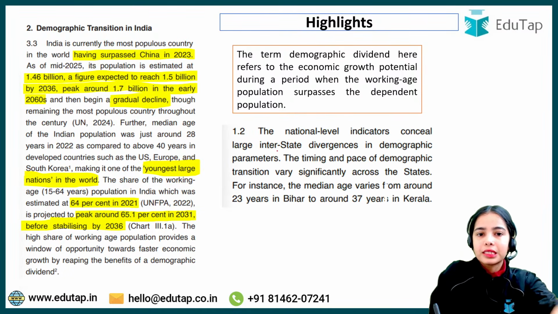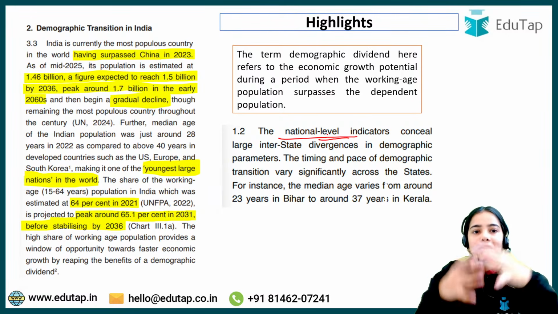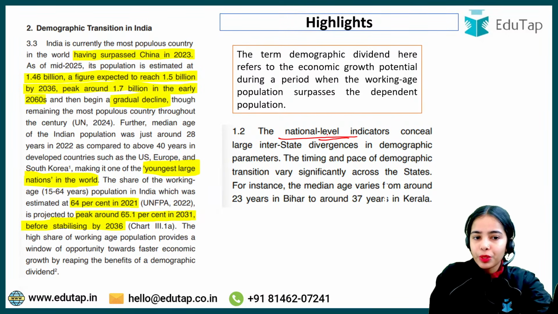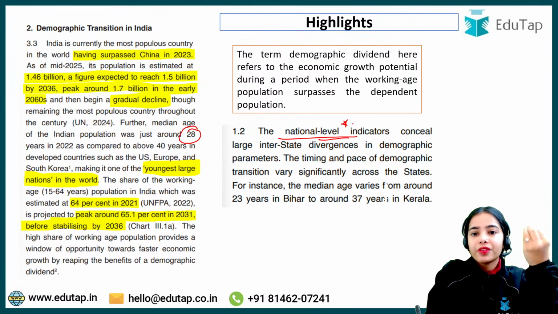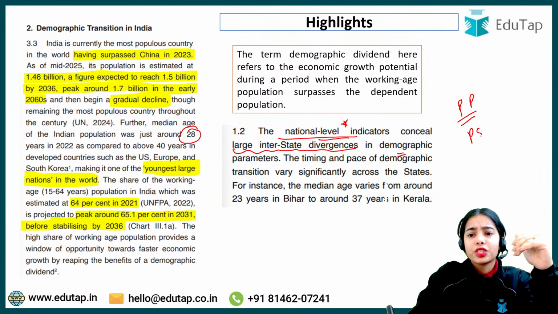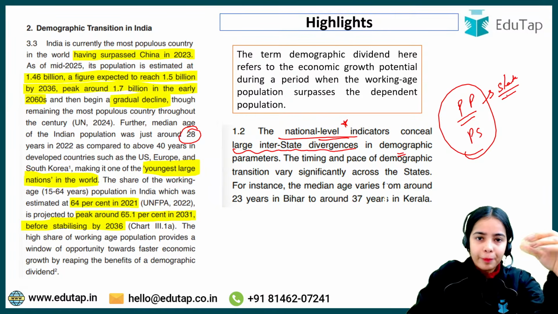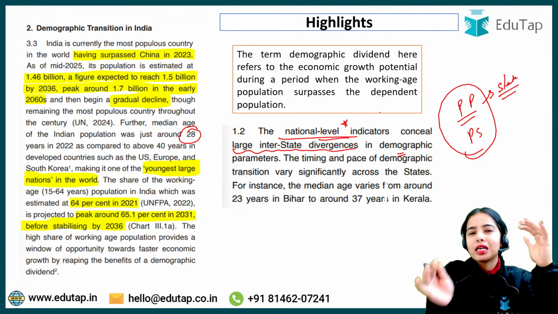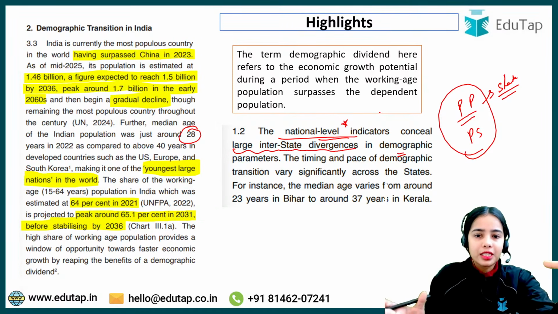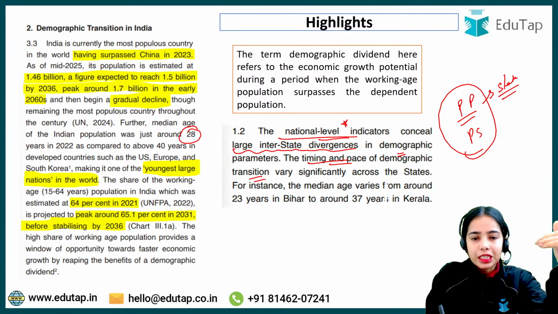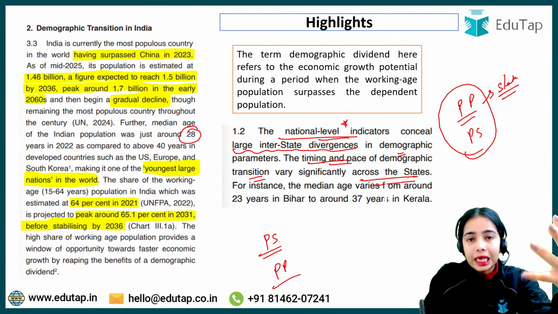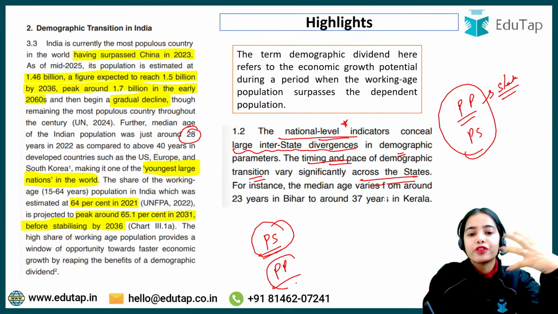Now, the national level indicators conceal. These are the national level indicators: India has a high population, the working age population is very high, the population is young, and the median age is just 28 years. But the national level indicators conceal the large interstate divergences in demographic parameters. As I have told you, the population structure is shifting, specifically in certain states that we are going to discuss further. The timing and pace of demographic transition differ across states. In different states there are different population structures and patterns.